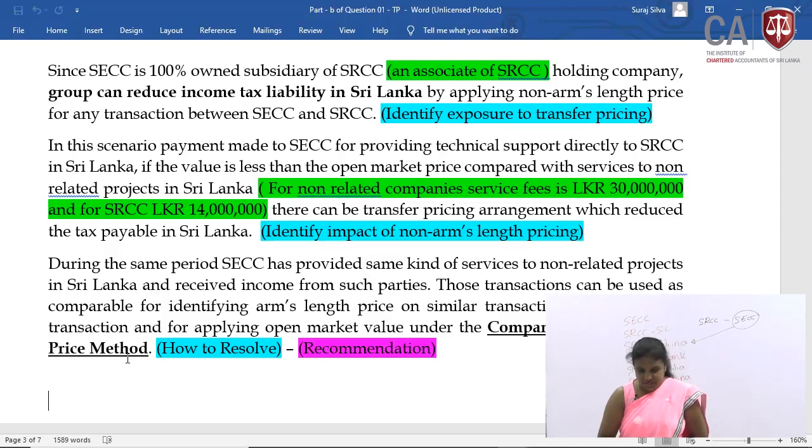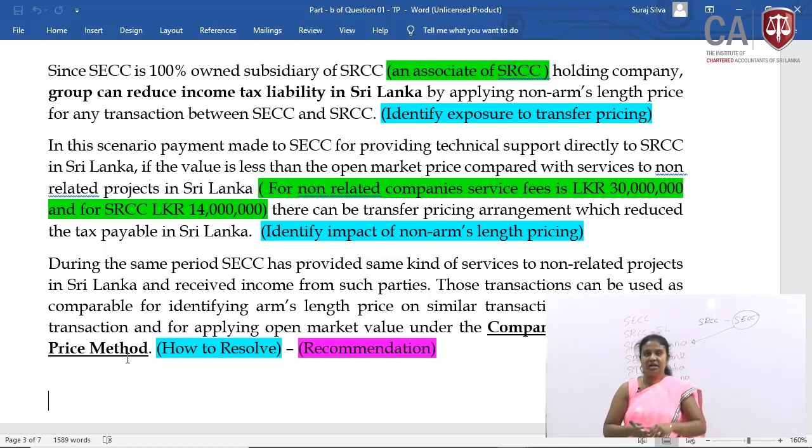Then my recommendation: during the same period, how to mitigate this? How to mitigate the transfer pricing risk? During the same period, SCCC has provided the same kind of services to non-related projects in Sri Lanka, and received income from such parties. Those transactions can be used as comparables for identifying the arm's length price, on similar transactions, for testing this transaction and for applying the open market value under the comparable uncontrolled price method.